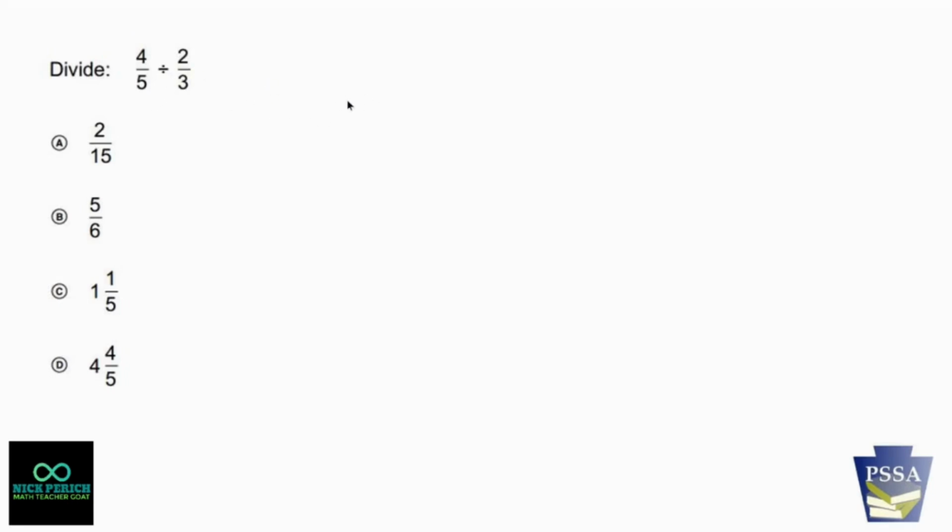Now we're going to use keep, change, flip. So let's keep 4 over 5. Let's change divided by to times, and let's flip 2 over 3 to 3 over 2.